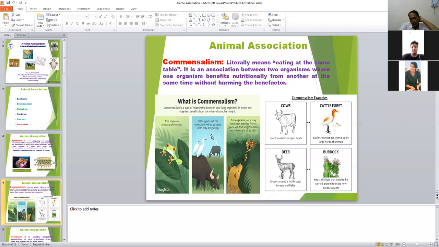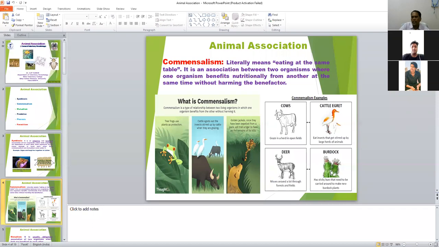One important example is during the grazing of cattle, insects hidden in the grasses are disturbed during the grazing, they fly up, and they are taken by the birds. So birds get benefited from the animals, but birds do not harm the animals. Another example is the deer and bird relationship.